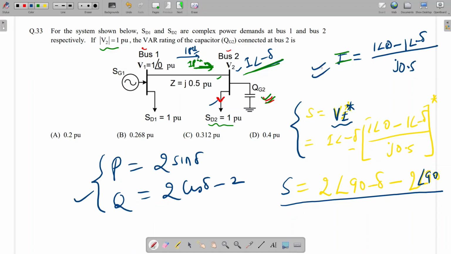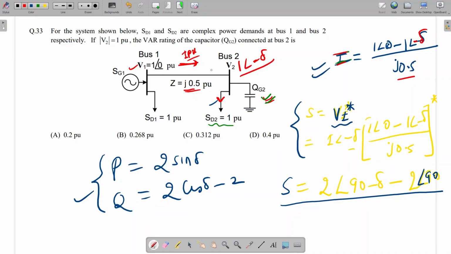So first I am doing the current. Current I will be: this bus voltage is 1 angle 0. So the bus 1 voltage is 1 angle 0. Bus 2 voltage I am assuming 1 angle minus delta. Why minus delta? Because power is flowing in this direction. 1 per unit of real power is flowing from this to this direction, so obviously this angle will be negative. So I am calculating 1 angle 0 minus 1 angle minus delta divided by this reactance j 0.5.